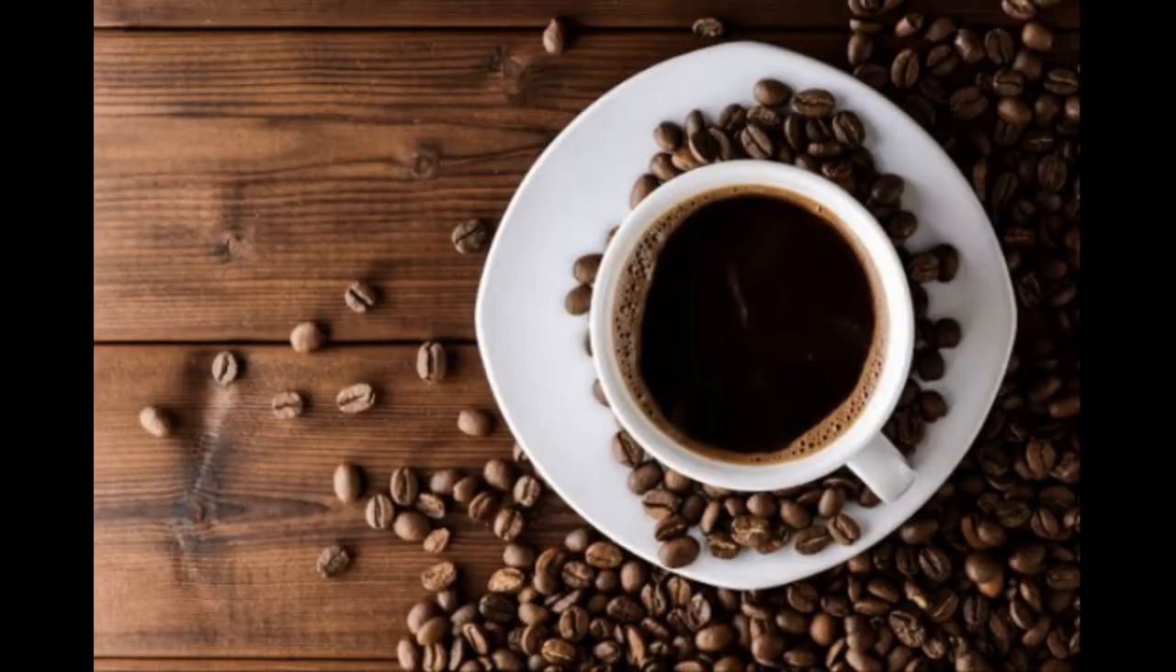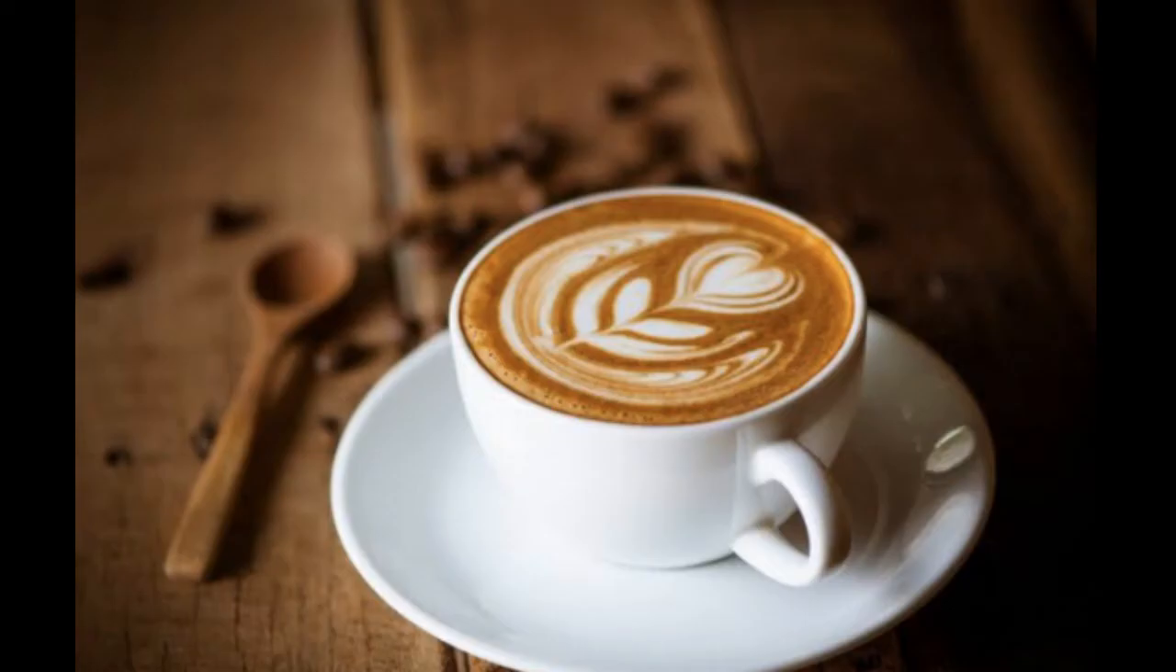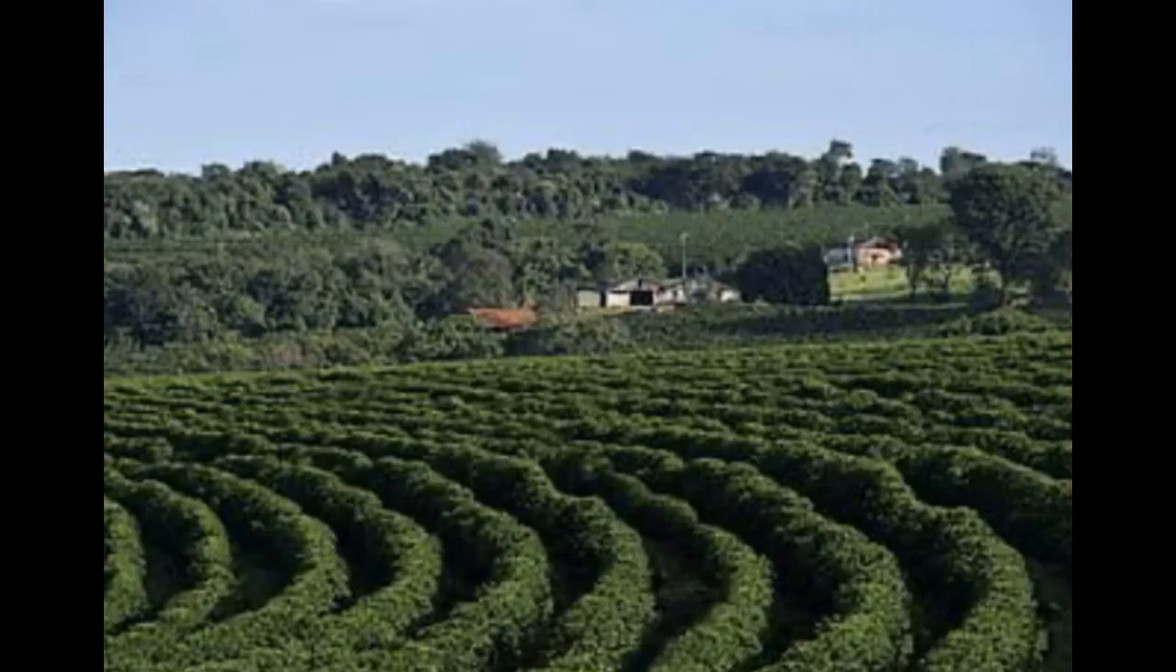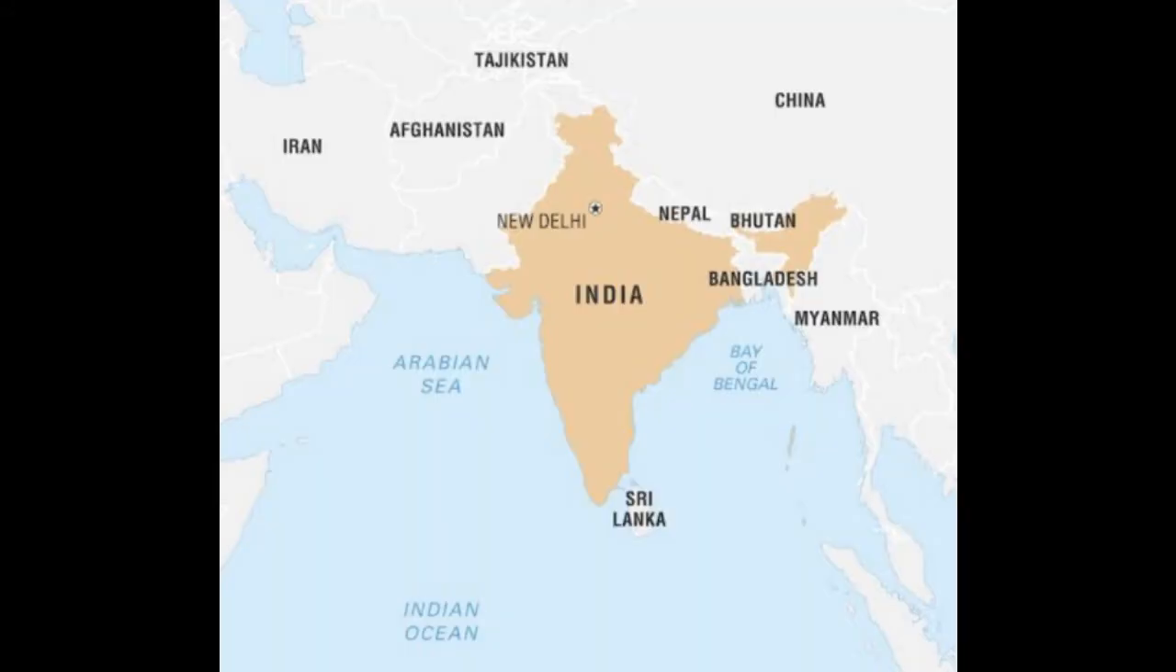Beverage crops. Coffee. Coffee requires a warm and wet climate and well-drained loamy soil. Hill slopes are more suitable for growth of these crops. Brazil is the leading producer, followed by Colombia and India.